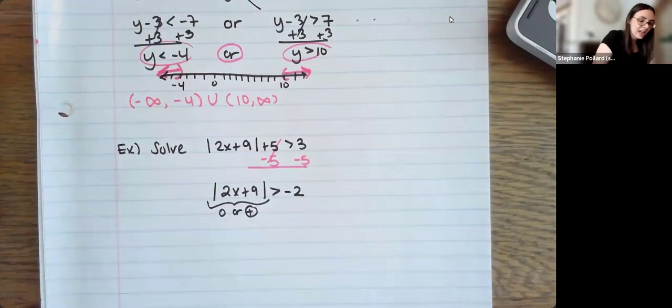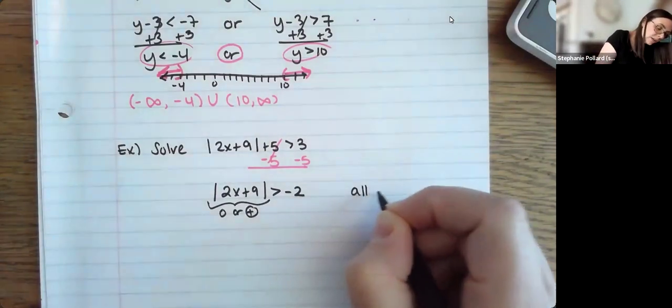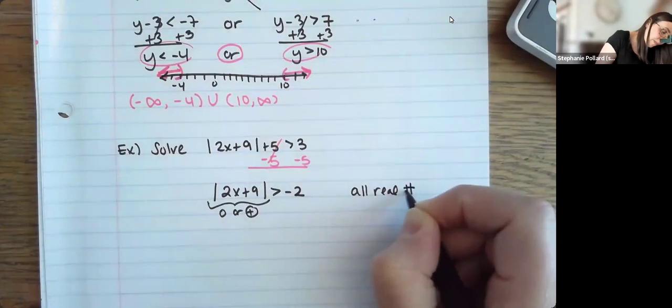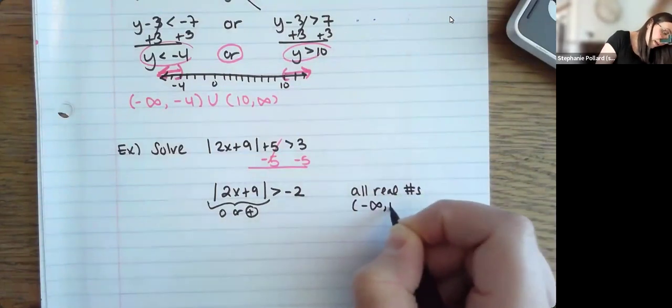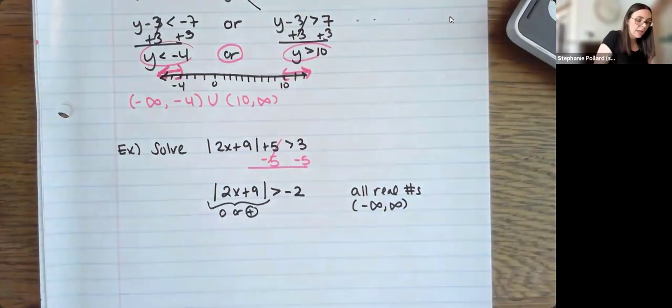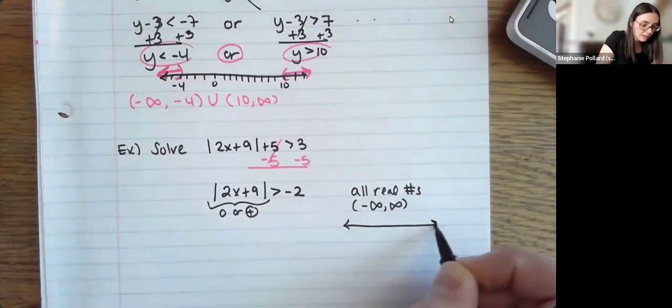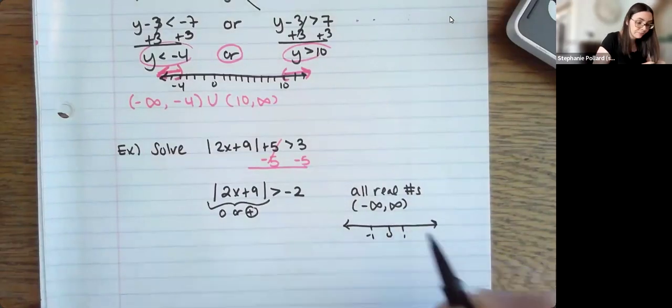So in this case, our solution is actually all real numbers, or negative infinity to infinity there. If you were graphing it, then you would color in the entire line.